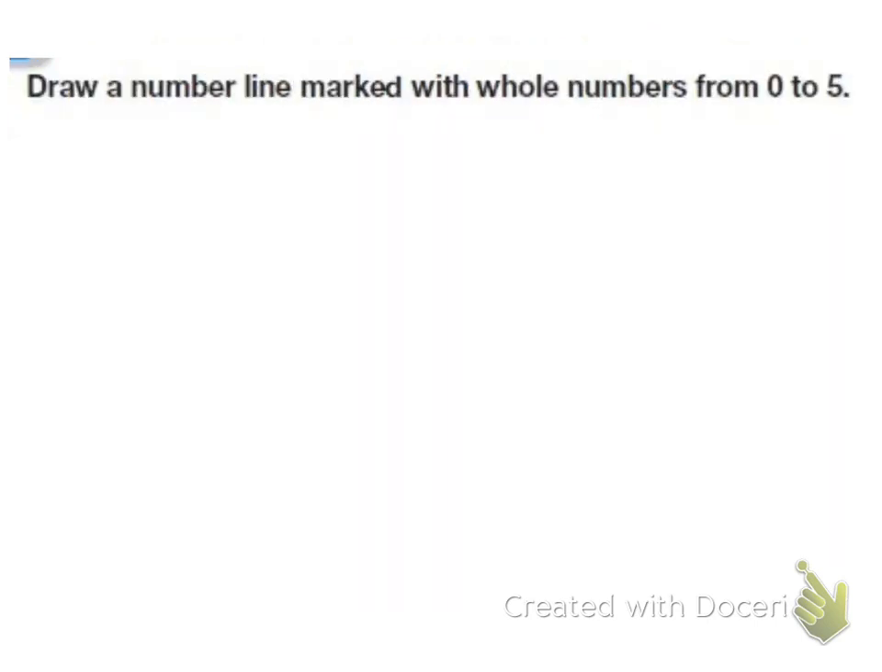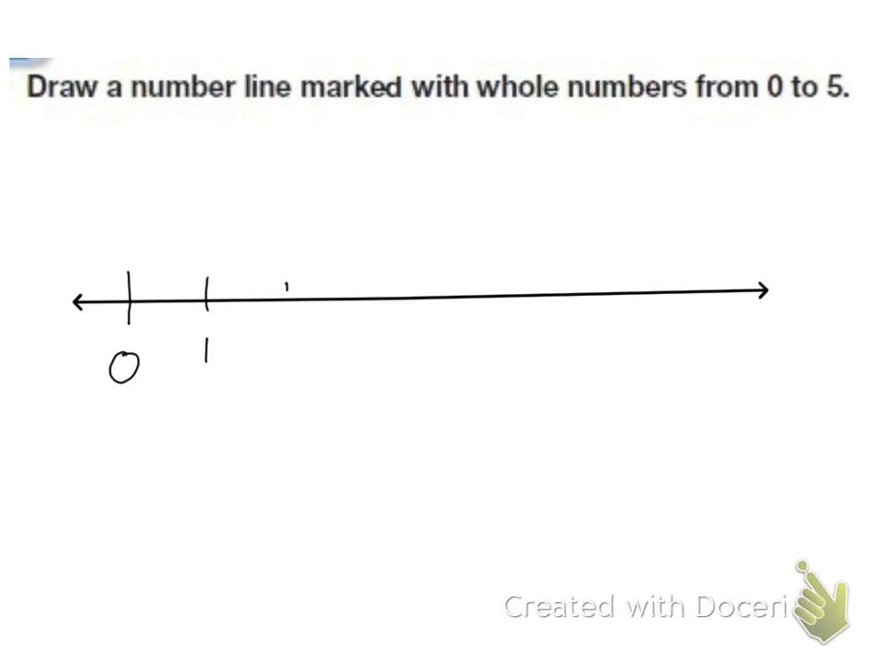This says draw a number line marked with whole numbers from 0 to 5. So I'm going to start off by drawing my line. Then I'm going to make a tick mark for the number 0. And now I'm going to make a tick mark for each number and try to make these as evenly spaced as possible. You can use a ruler to do this. I'm just going to do it freehand and do the best I can. So 0, 1, 2, 3, 4, 5. This is what my number line would look like.